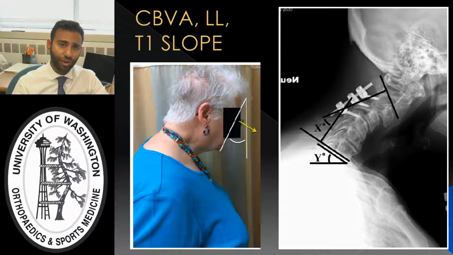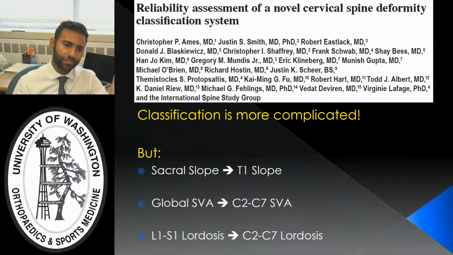And you can see this radiographically on the right. X measures her cervical lordosis, and Y measures the T1 slope. So this patient actually has cervical kyphosis rather than lordosis, and for that reason, because of the mismatch, she's unable to get her head above her shoulders and look up straight.